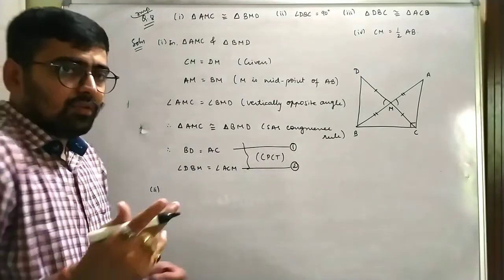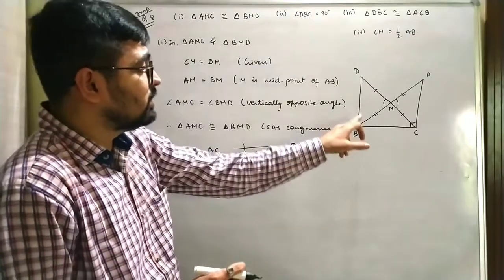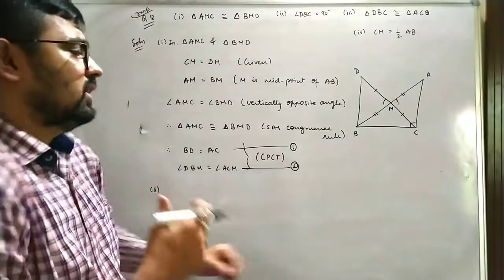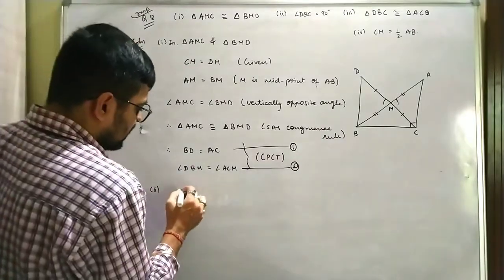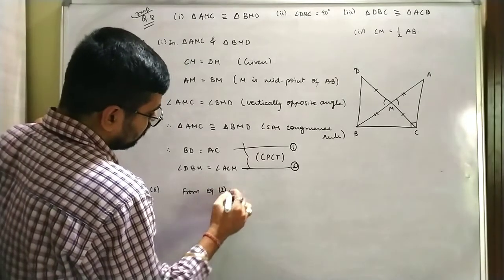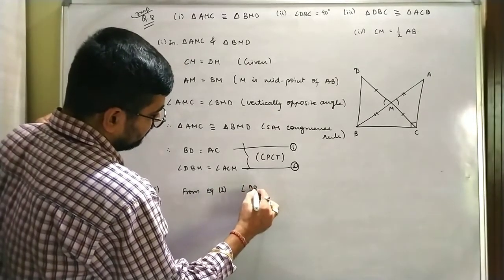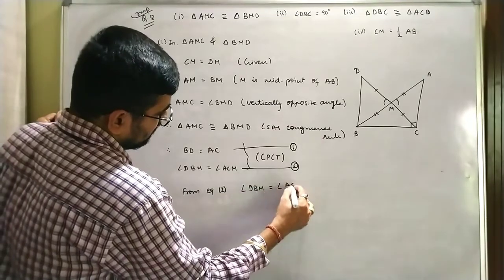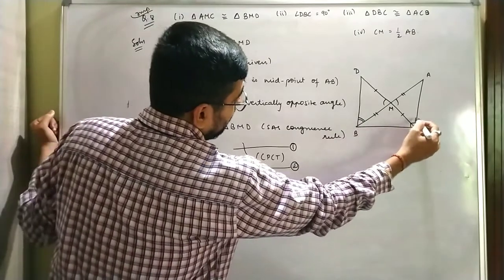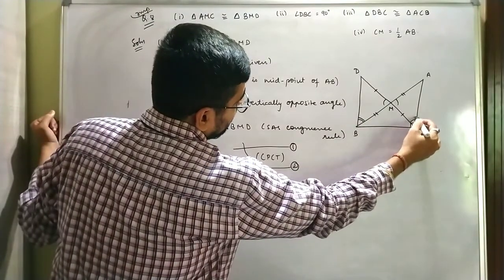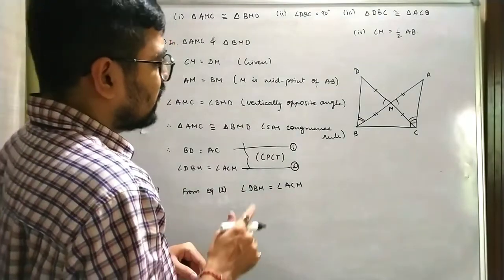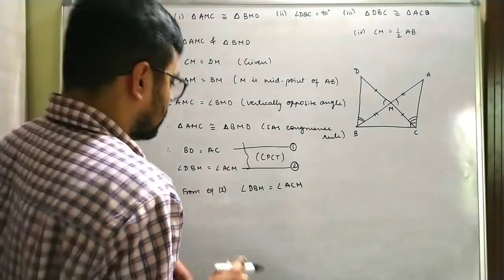Second, what we want to prove is angle DBC is 90 degrees. DBC, this we are supposed to prove 90 degrees. So from equation number 2, I know that angle DBM equals angle ACM. Which angles am I talking about? DBM and ACM. If I know these two angles are equal, okay, here we made a small mistake.